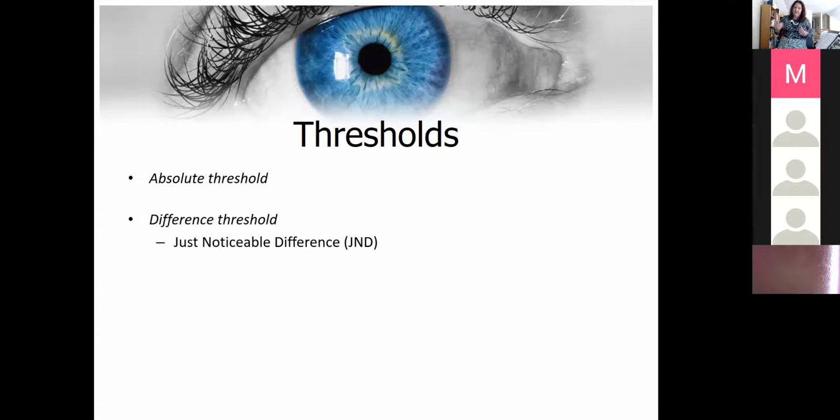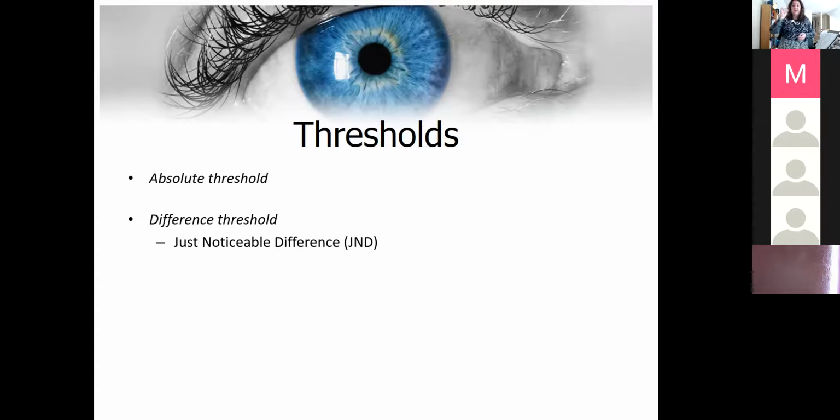So then there's what's called the difference threshold. This is the smallest amount by which a stimulus can change and we can detect the difference. And this other term underneath it, the just noticeable difference, just means the same thing. The difference threshold and the just noticeable difference are just two terms for the same thing. So it's the smallest amount by which a stimulus can be changed and the difference be detected.